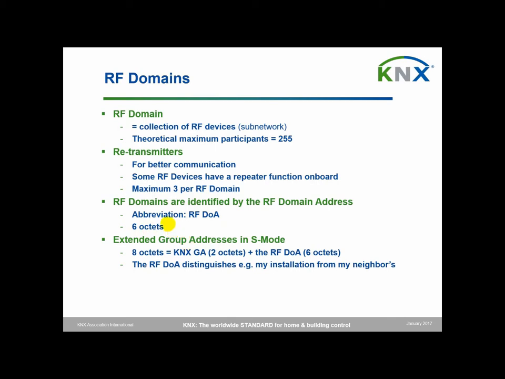For the runtime, it's important to understand that in this context, extended group addresses are used. The regular group address, which is 2 octets long, is typically used in twisted pair, but here we have an open medium, so we extend it with the 6 octets of the RF domain address, in order to distinguish my installation from my neighbor's installation. Otherwise there's interference. What we want to avoid is that someone is controlling the light in my kitchen, or of course the light in my toilet. Right.